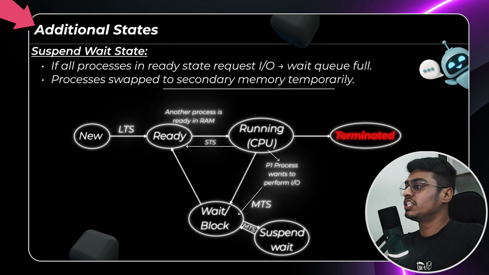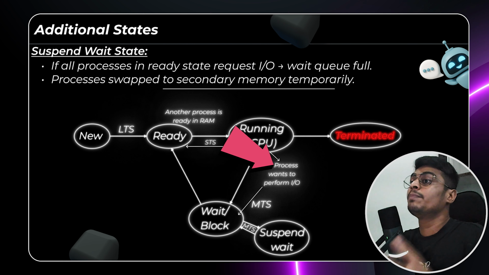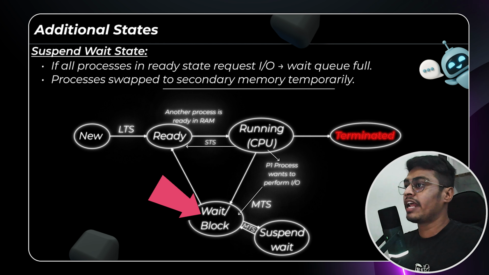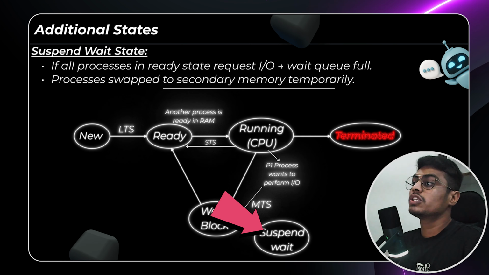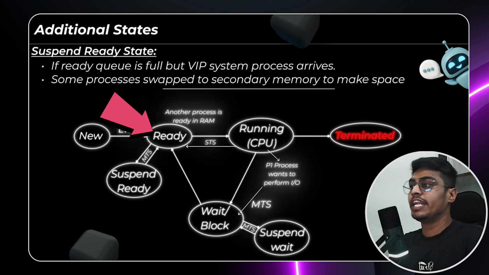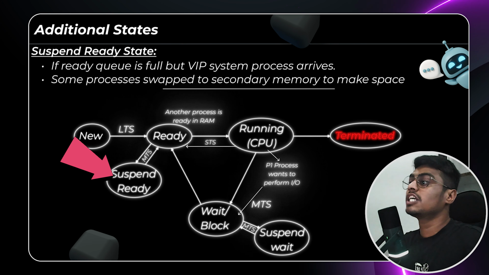Now, additional states. In the worst case scenario, if all processes in the ready state request input output operations, the wait queue can get full. Since it's also in RAM with limited space, we create a suspend wait state. Here processes are swapped out to the secondary memory temporarily. Similarly, if the ready queue gets full but a VIP system process arrives, we create a suspend ready state, swapping some processes to secondary memory to make space.